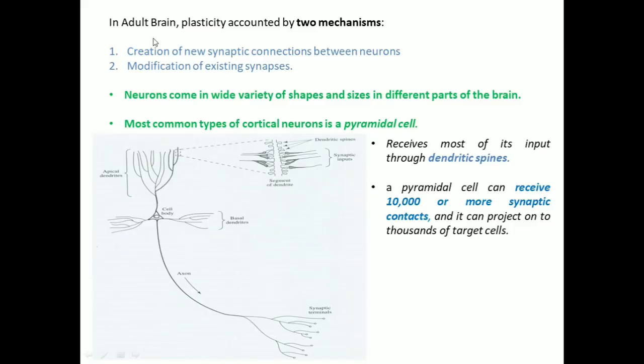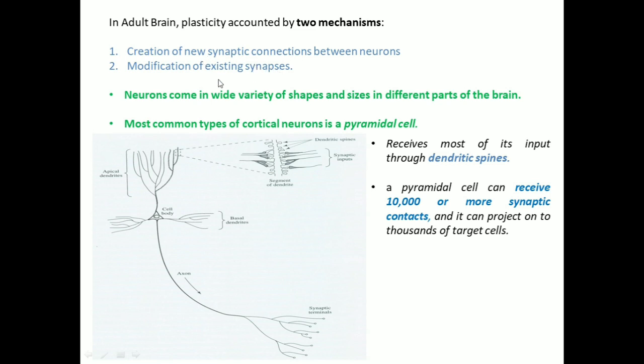In an adult brain, plasticity is accounted for by two mechanisms. We have already discussed what plasticity is in our previous lectures. The first mechanism is creation of a new synaptic connection between the neurons, and the second one is modification of the existing synapses.